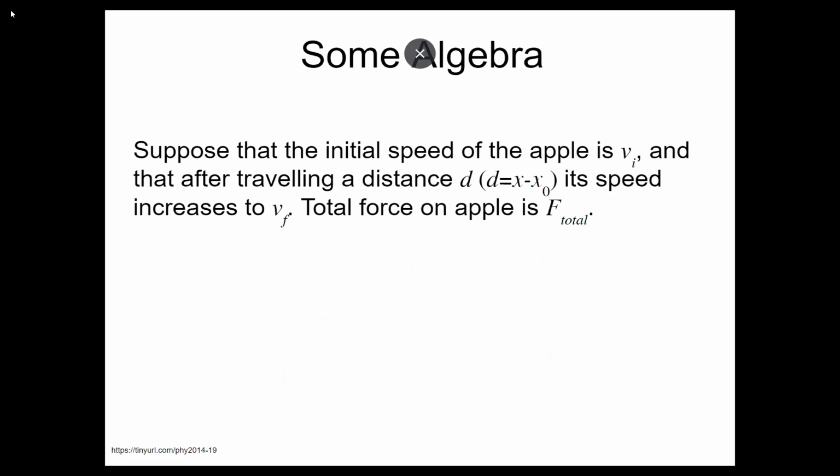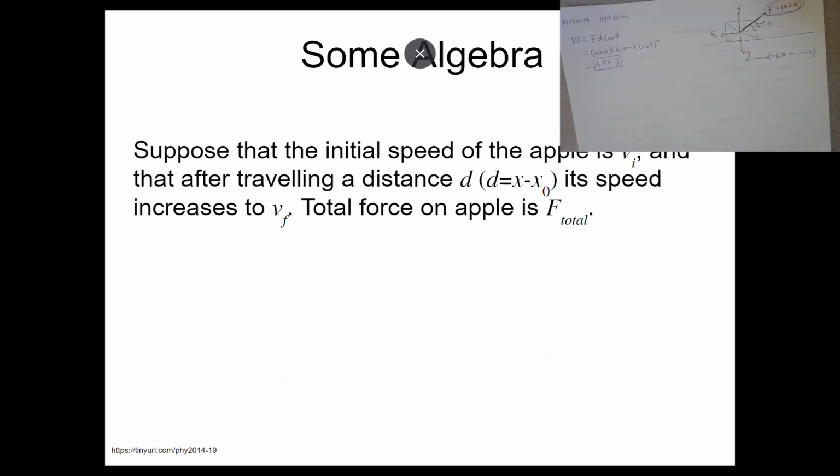By knowing that, let's take a look at some algebra here. To start with, I'm going to make some assumptions. Suppose the initial speed of the apple is vi, and the distance the apple travels I will call d. You can do position final minus position initial to get the distance. Then I'm going to assume its speed increases to a final speed of vf, and the total force on the apple I'm just going to call F total. If we consider the air resistance, then the total force should be equal to the weight minus the air resistance. If we do not consider air resistance, then the total force will be just mg, the gravity. But either way, I'm just going to say it's the total force.